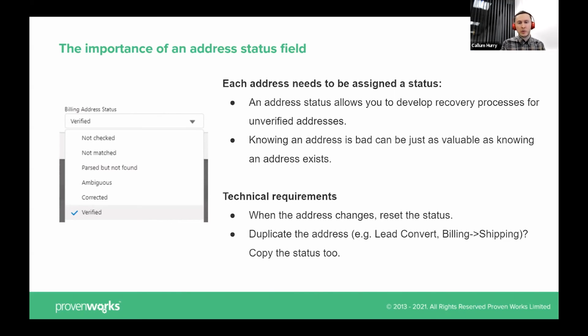Another thing worth noting is that if we ever need to duplicate the address, and in Salesforce terms, we're talking lead conversion, or perhaps copying a billing address to a shipping address, make sure you copy the status too. If you don't copy that status, you may end up verifying an address twice, and realistically, there's no need to pay for it twice if you know that you've already verified the address. So that's always good practice to mitigate costs and overhead.